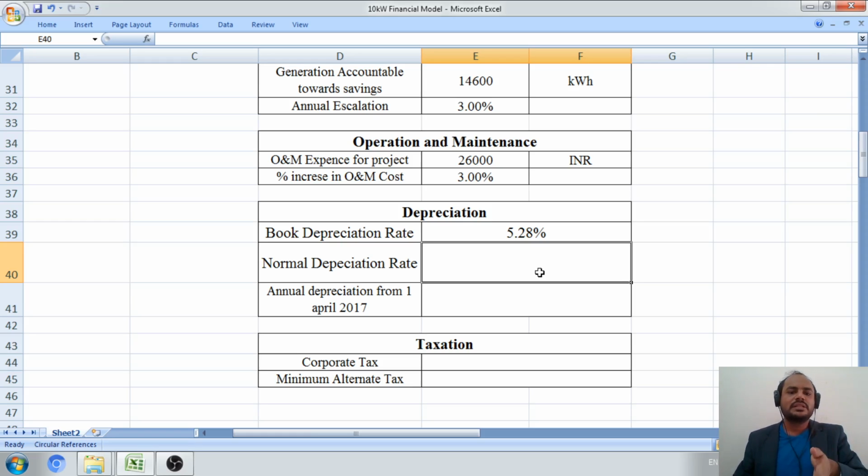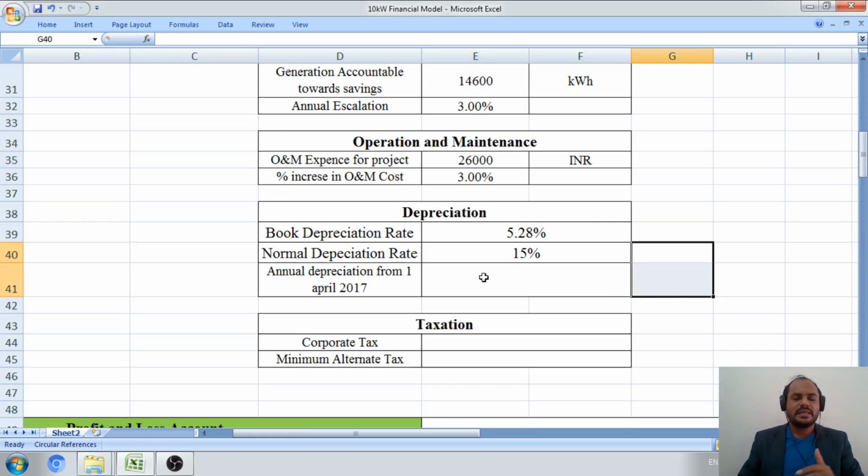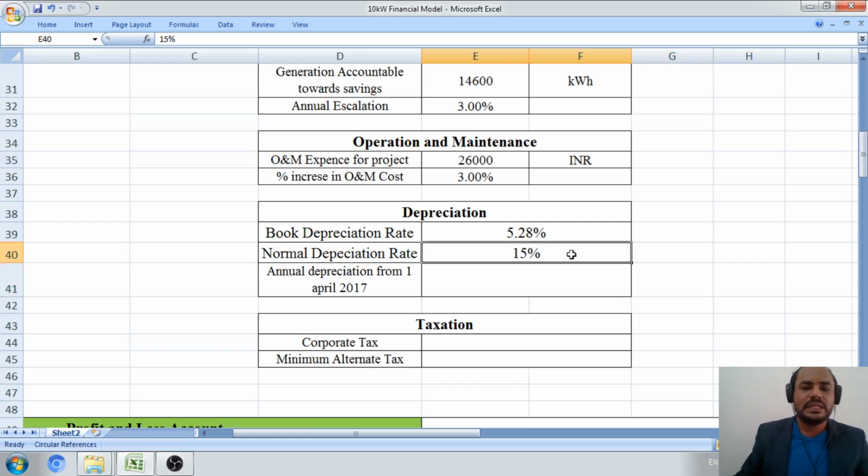Then we have to consider the normal depreciation rate. Other power plants, excluding the solar power plant and the wind power plant, were allowed to depreciate their asset by 15%. But generally, according to the central state policy of India, the solar power plant is allowed to depreciate their asset at a higher percentage. It is called accelerated depreciation.